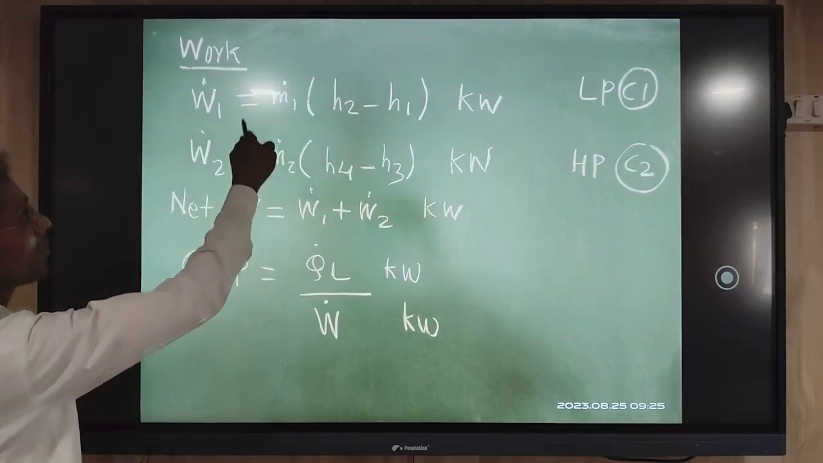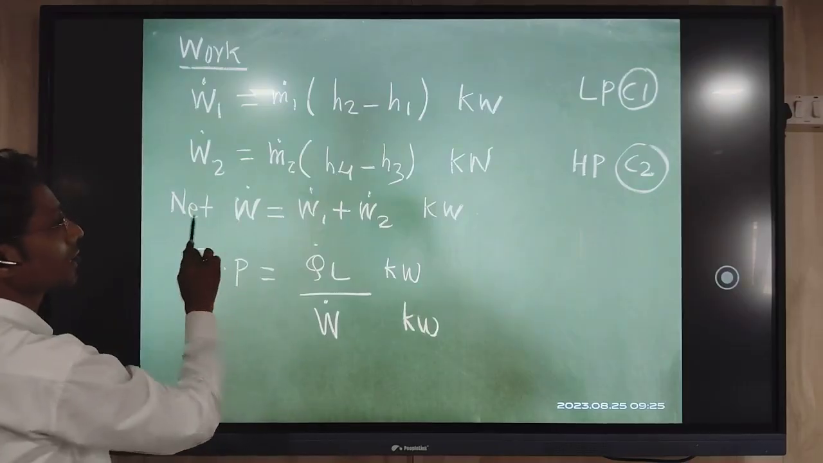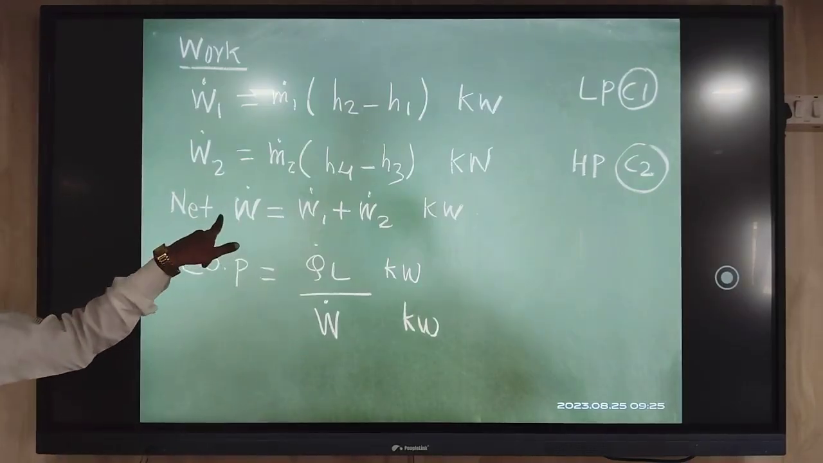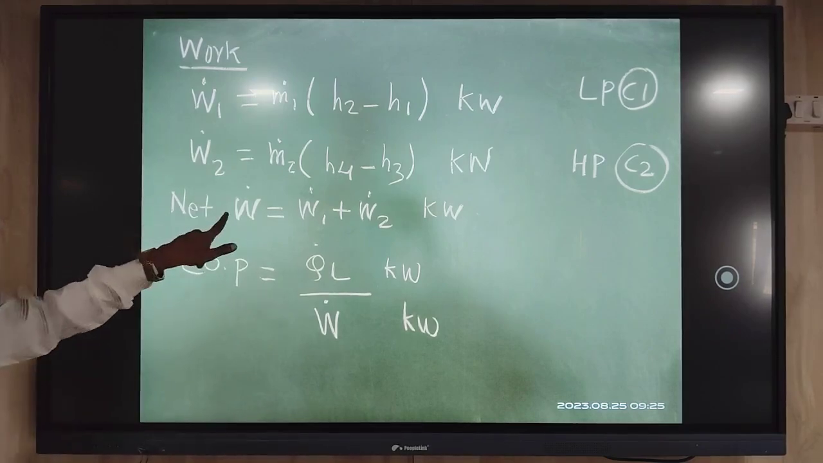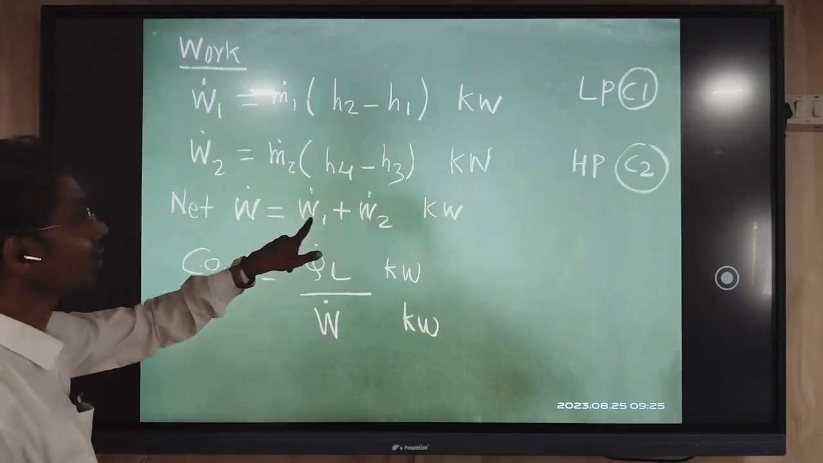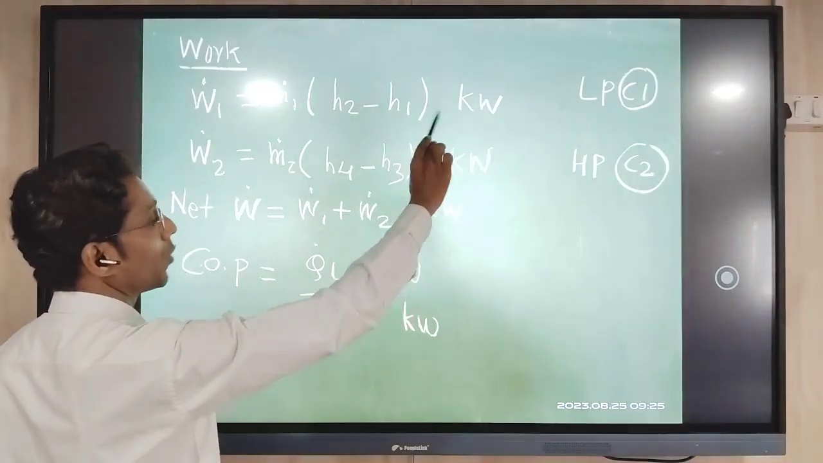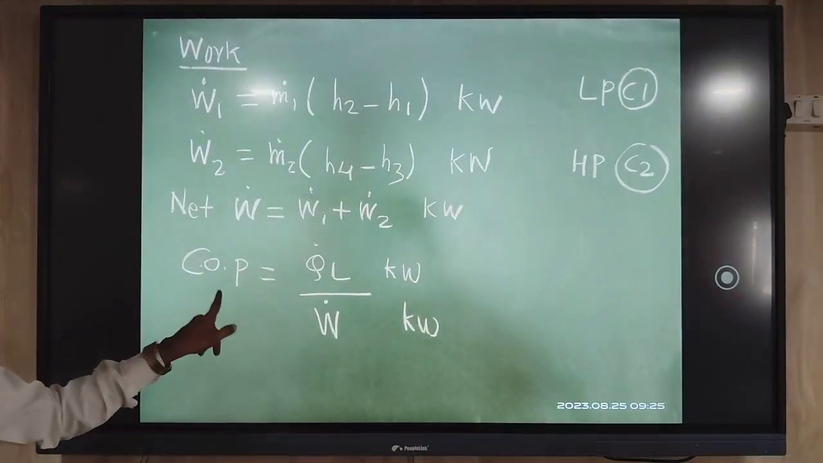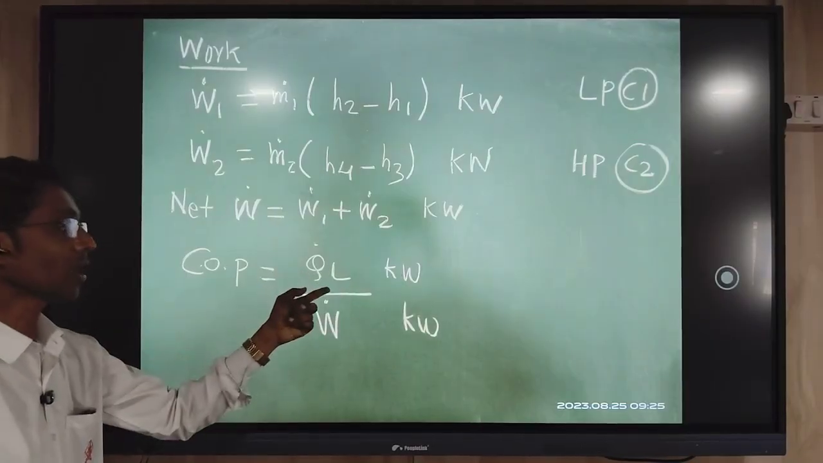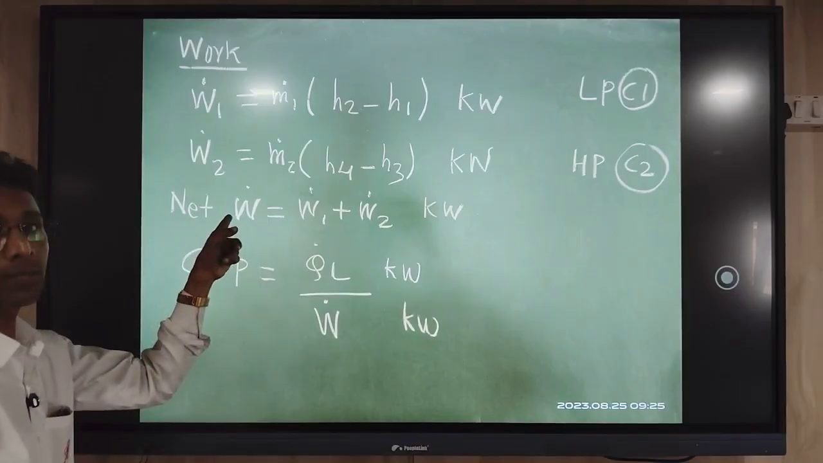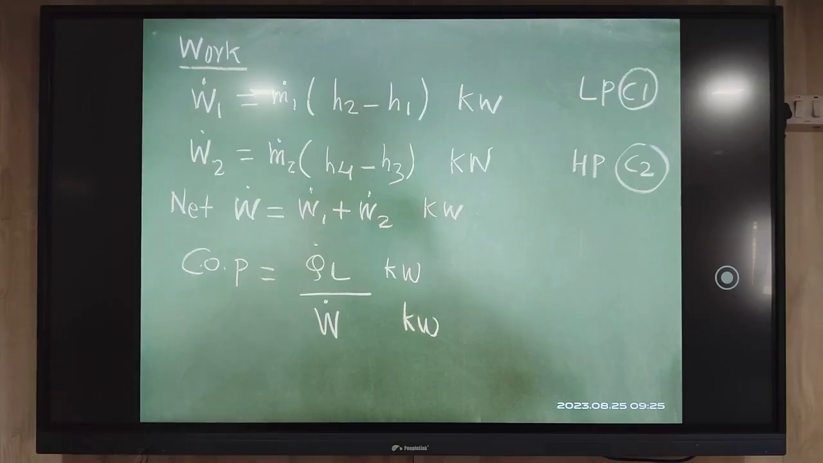Then the sum of these two consumptions, compressor 1 and 2, will be what? Net consumption, that is what we call the power required to run the system. So power required to run the system will be what? W dot is equal to W1 dot plus W2 dot. Now all these consumptions are in kilowatt. Finally, coefficient of performance is what? Capacity in kilowatt, cooling capacity Q dot L, divided by net consumption, power consumption, W dot. So this is what? Coefficient of performance.